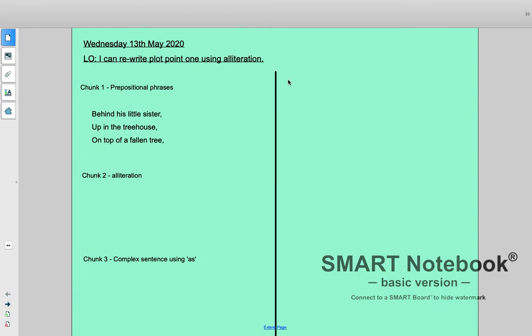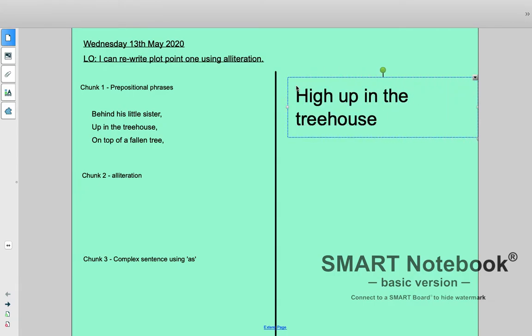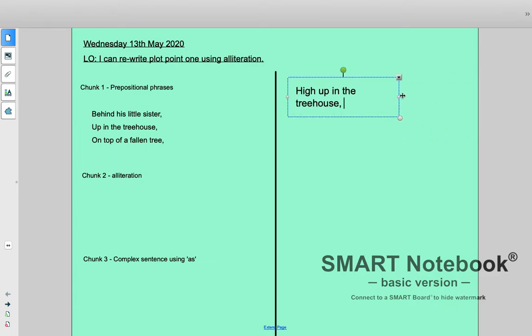On the right, this is my planning side. On the left, I'm going to write it here. High up in the treehouse. That's my prepositional phrase. Now I'm also going to talk about what her big brother is doing. At the start of the story, he's laughing at Mila, isn't he? So I'm going to say he's joking and mocking her.